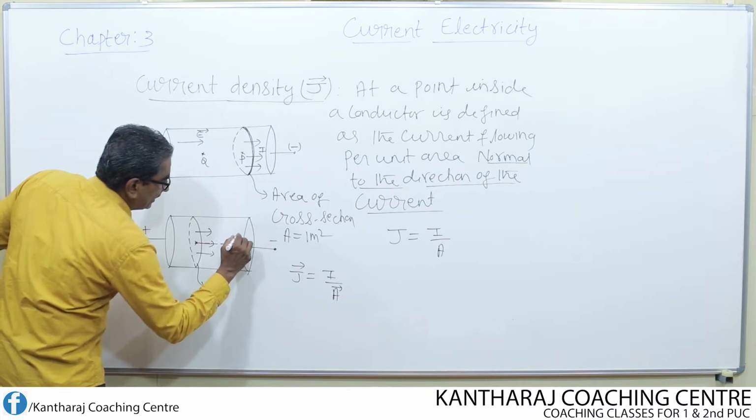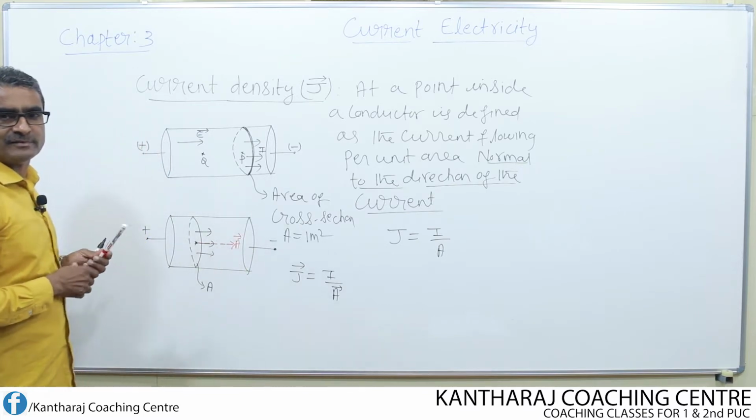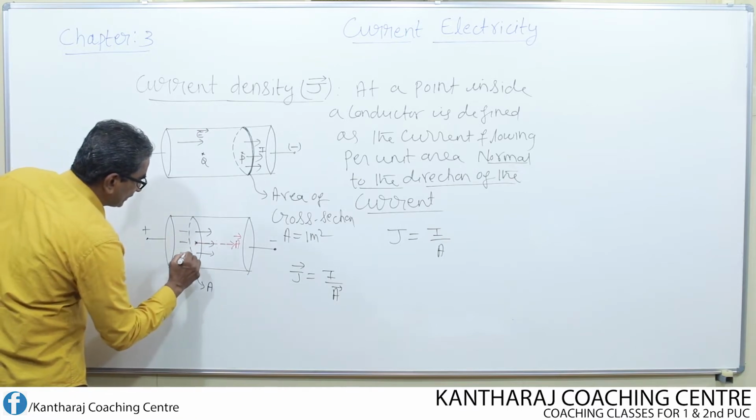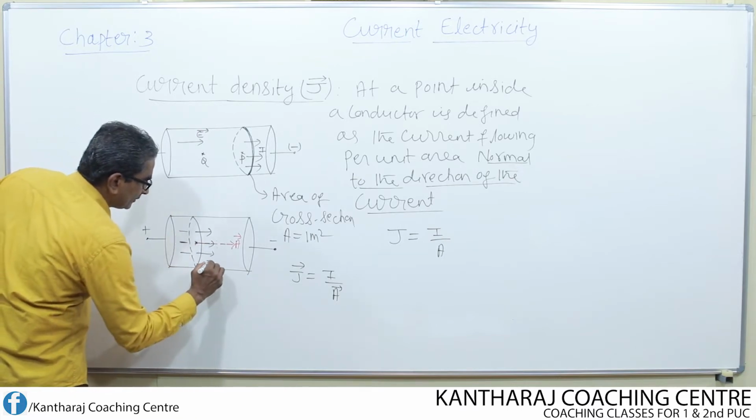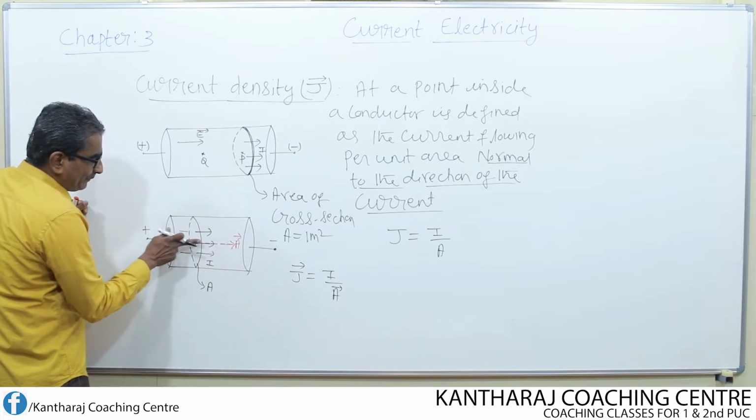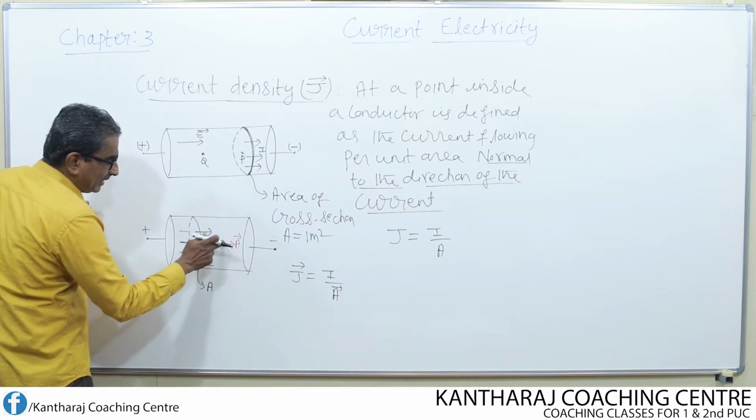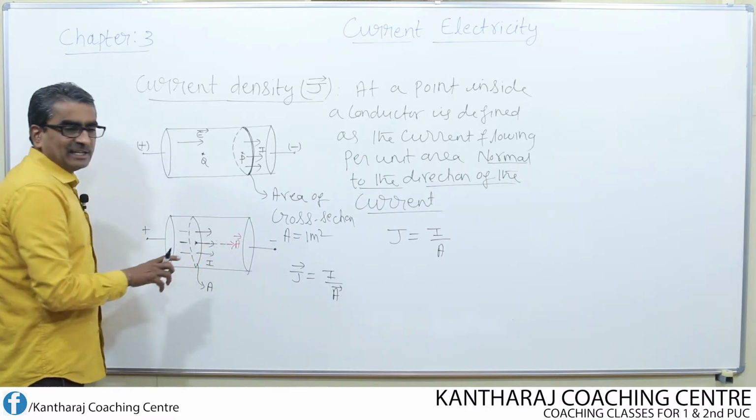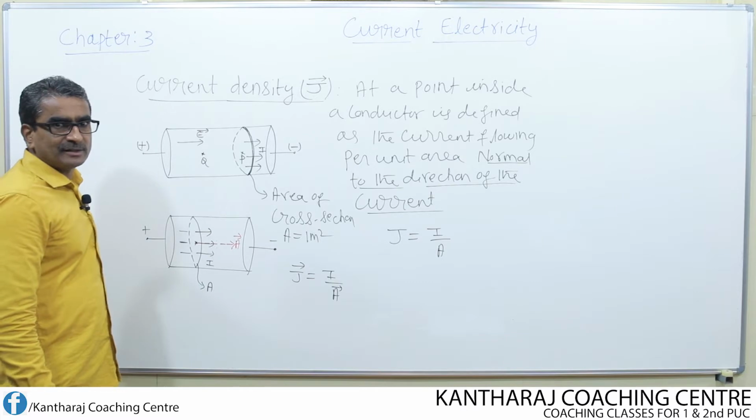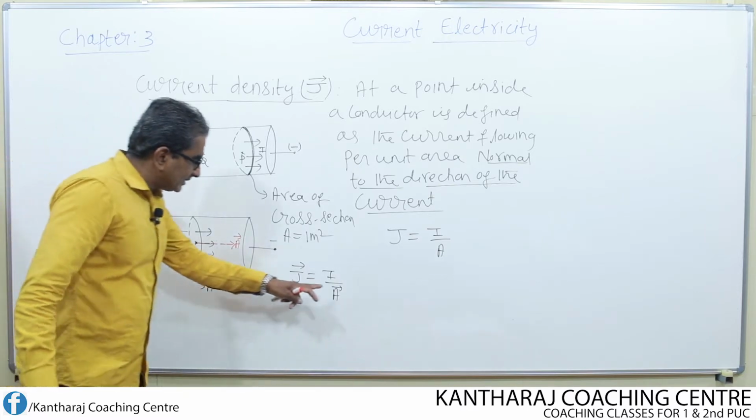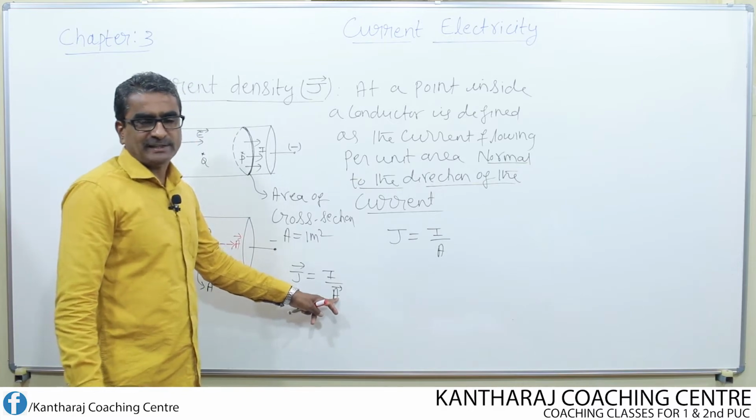So this normal is nothing but the area vector, and this is nothing but the flow of current. So current is flowing like this. That means the direction of current and the area vector are parallel to each other. Both area vector and current direction are one and the same. So here this is nothing but a vector quantity.